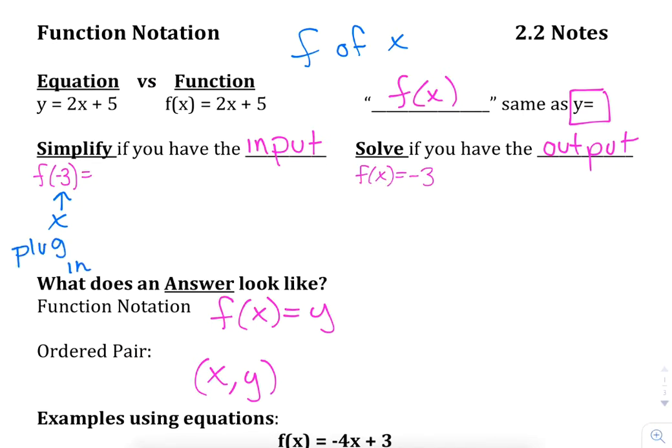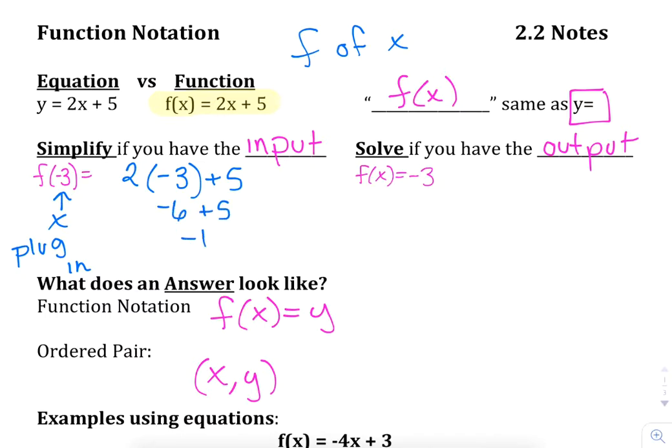So let's show you what that looks like. I'm going to use this equation right here. Okay? If I know what the x is, then I'm going to write it out. 2, plug in my x, plus 5. I don't have any variables right here. So I can tap that whole thing into my calculator, or I can simplify it one at a time. What is 2 times negative 3? That's a negative 6. Plus 5 gives us a negative 1.